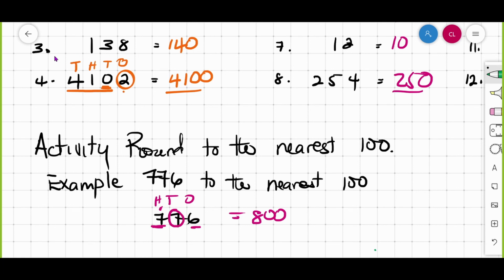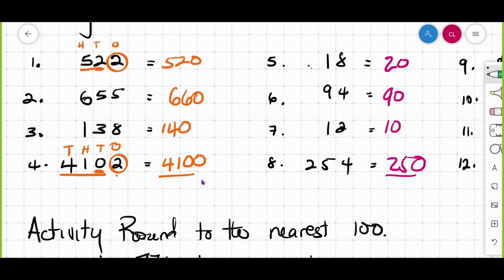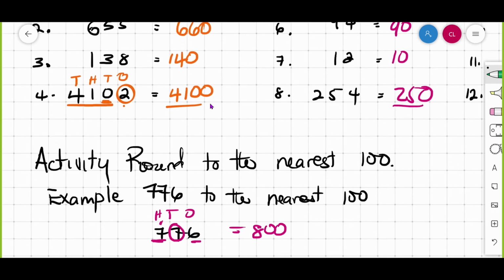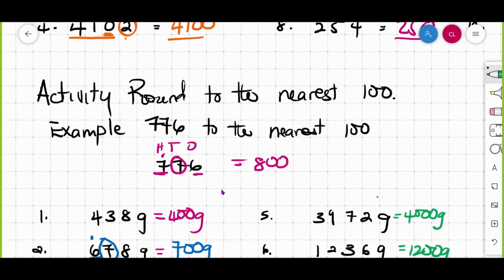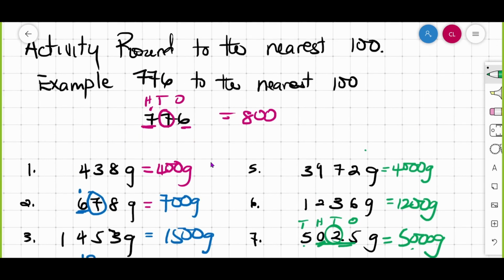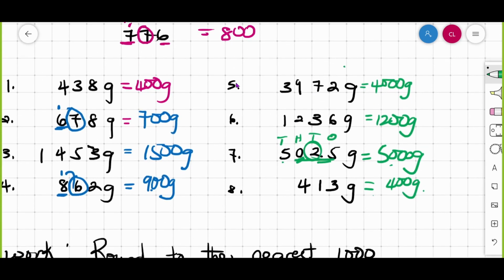Sir? Look at this one. I want you to tell me number 3. 138 rounded to the nearest 10 becomes 140. And 4,102 rounded to the nearest 100 becomes 4,100. Let's go with rounding to the nearest 100, and we're going to look at 5 to 8.